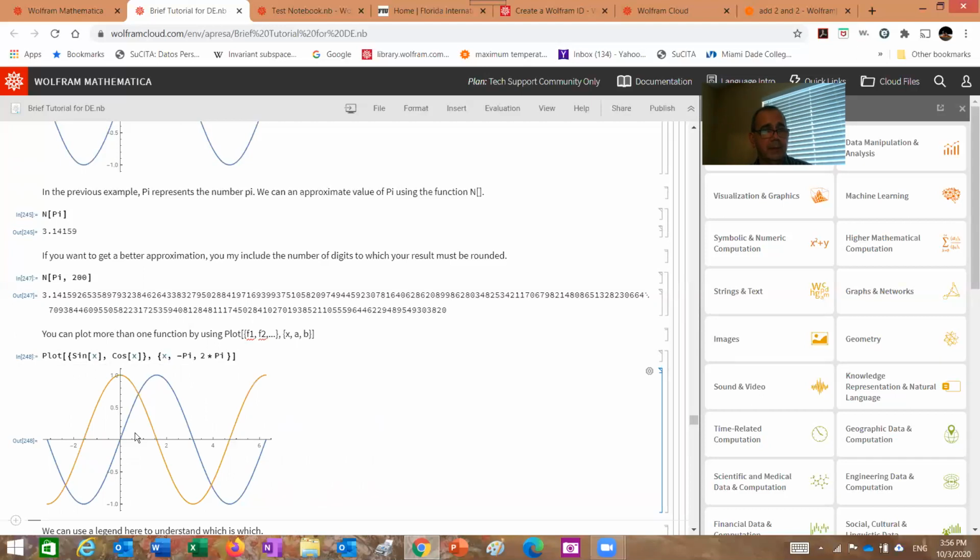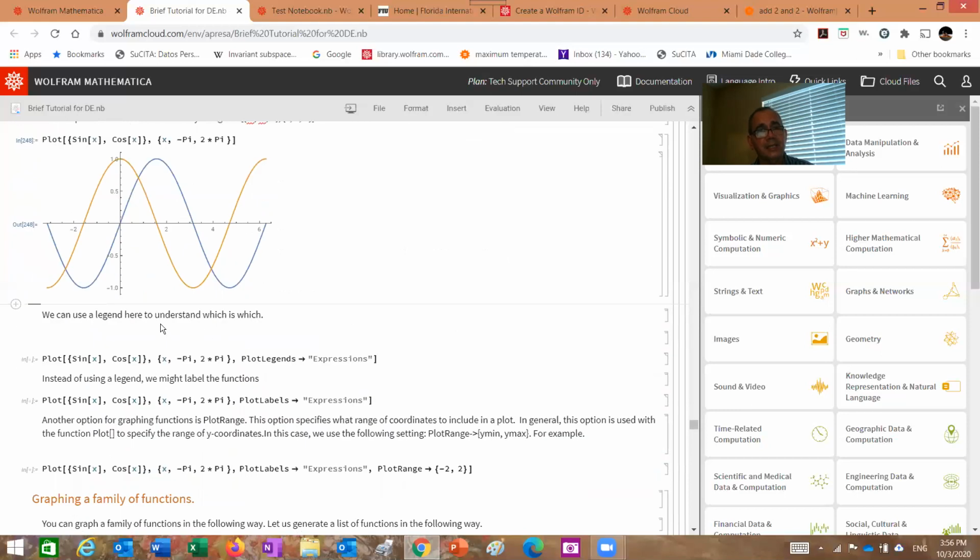If you remember trigonometry, you know that the blue one is the sine, because it passes through 0, 0. When x is 0, y is 0. It passes through 2 pi comma 0, it passes through pi comma 0. The yellow one is cosine.